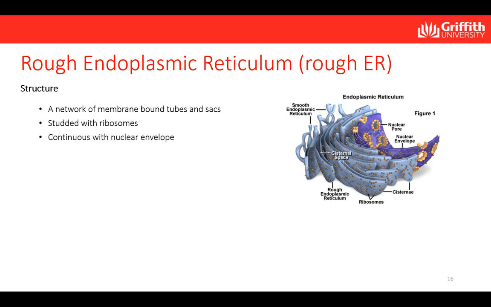The rough endoplasmic reticulum is a network of membrane-bound tubes and sacs that are studded with ribosomes. One of the most important features of the rough endoplasmic reticulum is not only the presence of ribosomes, but also the fact that it is continuous with the nuclear envelope. The major function of the rough endoplasmic reticulum is to fold and process the new proteins that are synthesized by the ribosomes.